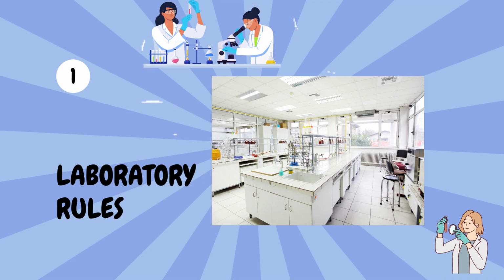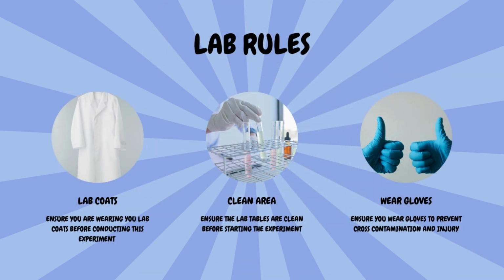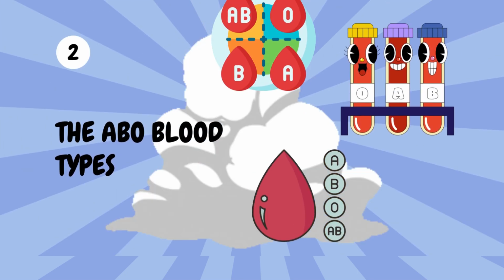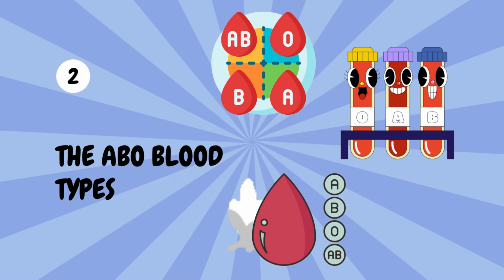First up, the laboratory rules. First, ensure that you're wearing your lab coats before conducting this experiment. You should know before entering the lab you should have your lab coat on, so that should be a given. Second, ensure that the lab tables are clean before starting the experiment. And third, ensure you wear your gloves to prevent cross-contamination and injury. Also, you're dealing with blood, so it's just sanitary. And you should be doing this experiment with a partner because you'll be testing their blood type and then they'll be testing yours.